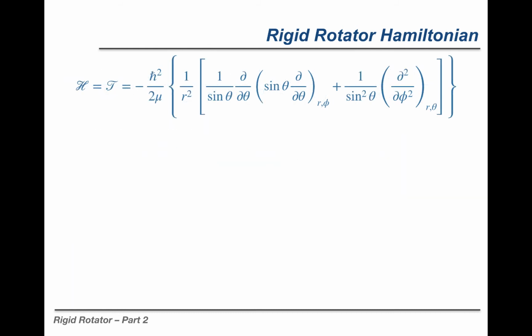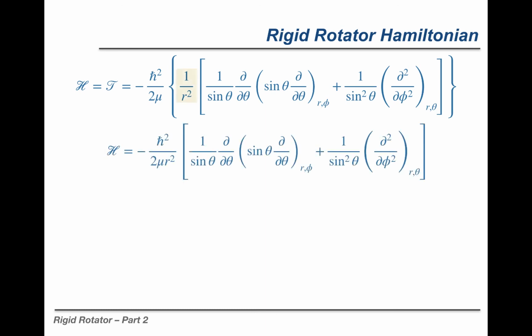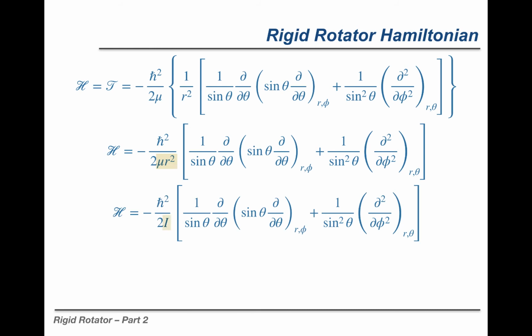Now, if I copy that equation again to the top of this slide, I can pull 1 over r² out to the first term, and I see that in the denominator, I have a 2μr². And I'll recall from the previous video that μr² is the moment of inertia. And so now my Hamiltonian can be written as negative ħ² over 2I times the terms in square brackets.